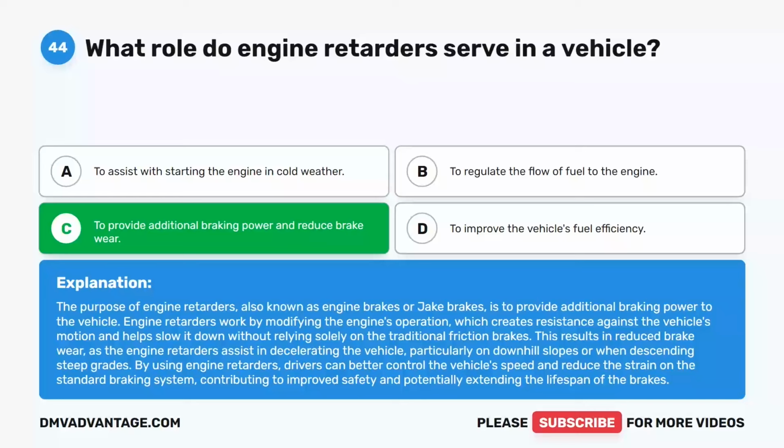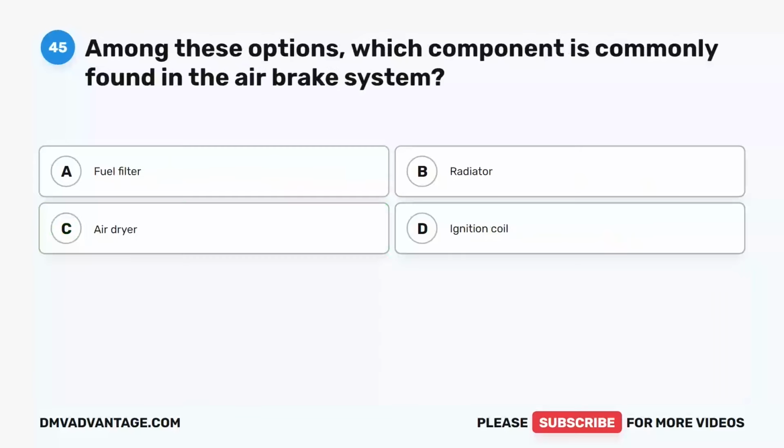This results in reduced brake wear, as the engine retarders assist in decelerating the vehicle, particularly on downhill slopes or when descending steep grades. By using engine retarders, drivers can better control the vehicle's speed and reduce the strain on the standard braking system, contributing to improved safety and potentially extending the lifespan of the brakes.